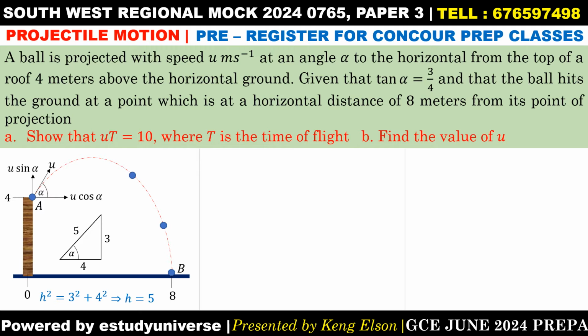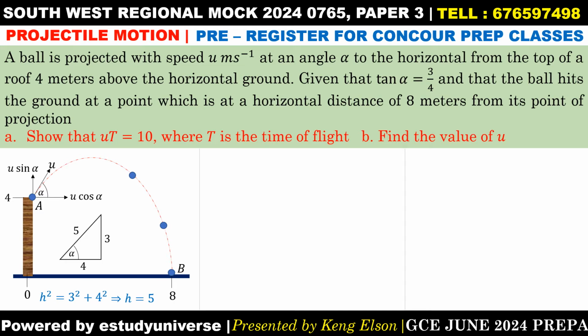Like I said, I already displayed what is happening to you. So the ball is projected from the top of a roof which is 4 meters above the ground. So the horizontal surface here is the ground. The ball is projected from the point A. It hits the ground at a point B. So it is projected from the top of a roof, and the distance separating the top of the roof and the horizontal ground is 4 meters. That's the distance. Okay, so the ball covers a total horizontal distance of 8 meters.